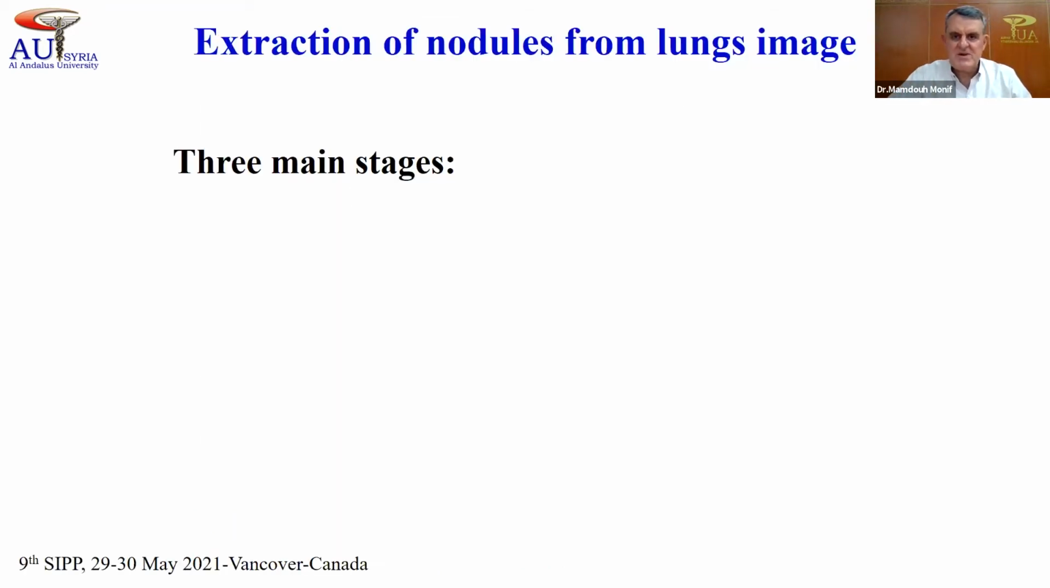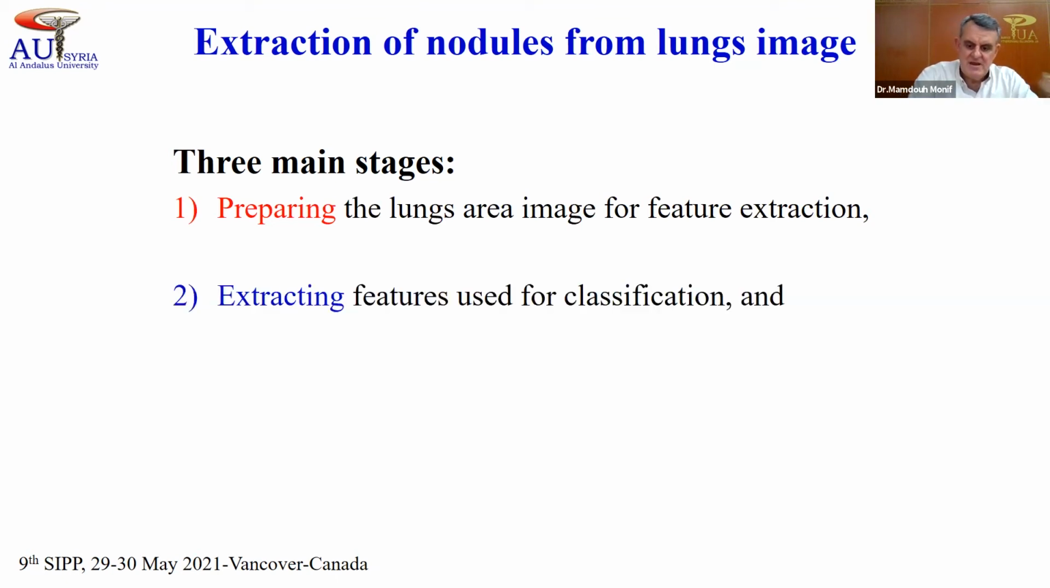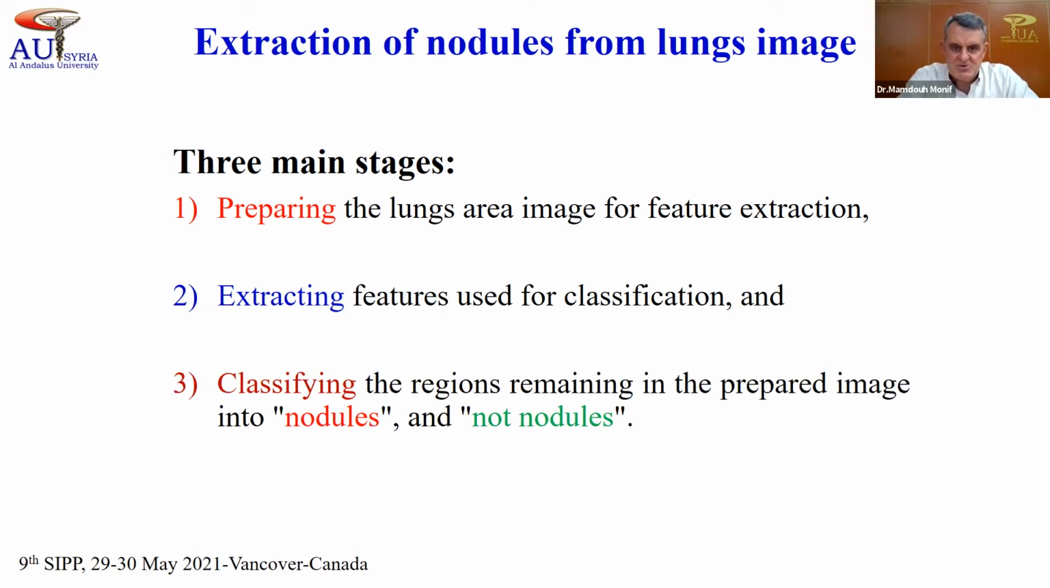Extraction of nodules from lung images consists of three main stages. First, preparing the lung area image for feature extraction. Second, extracting features used for classification. And the third stage is classifying the regions remaining in the prepared image into nodules and non-nodules.